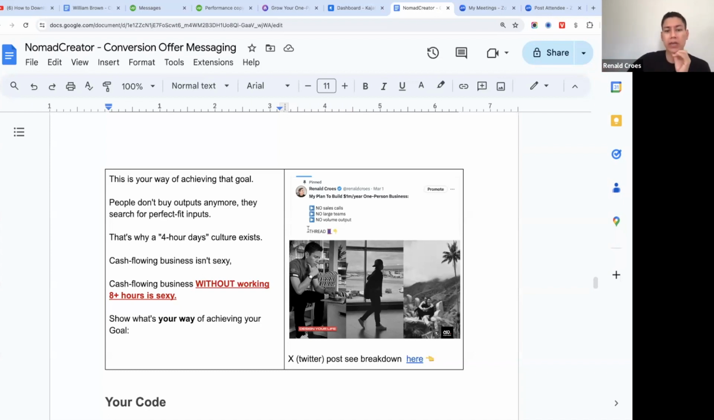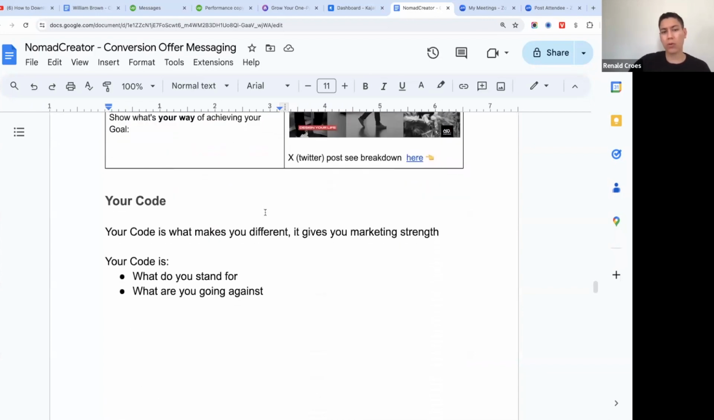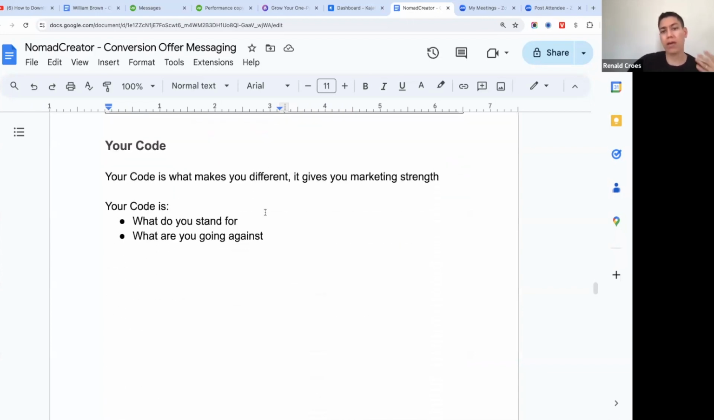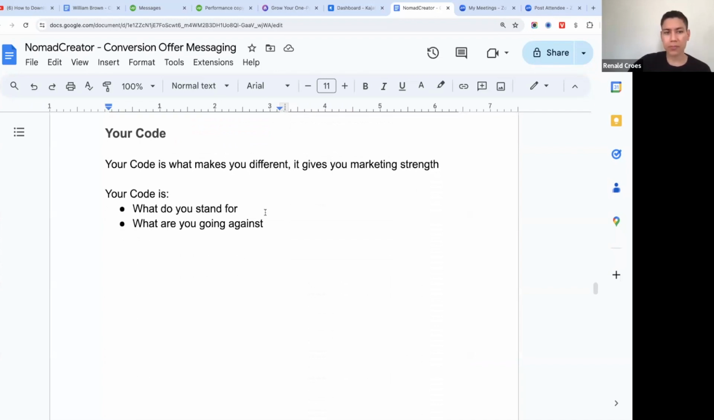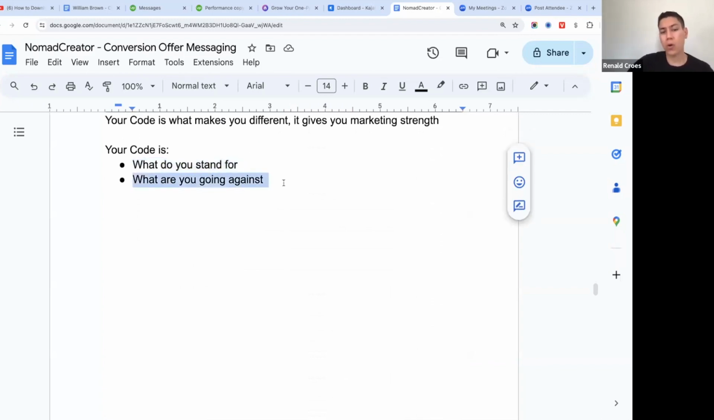Okay, so if I want to build a lifestyle, I have to share the plan for them to get there so that people understand it and people buy into it. And what will be the code of conduct when I do my marketing? Okay, so here's the thing. What do you stand for? These are your standards or principles. And what are you going to go against?